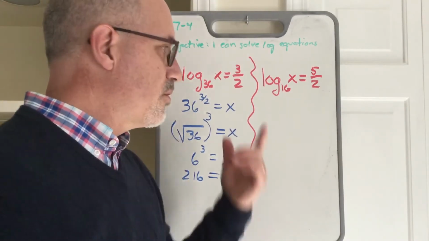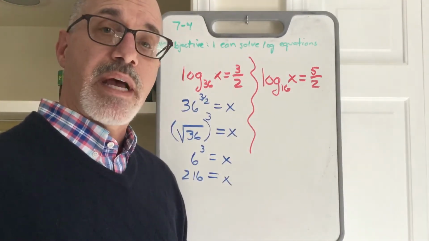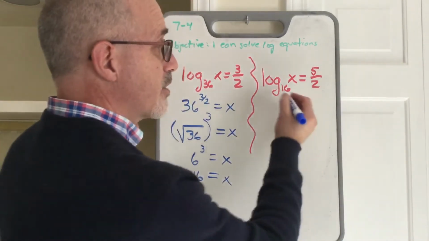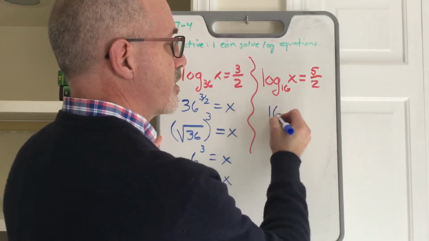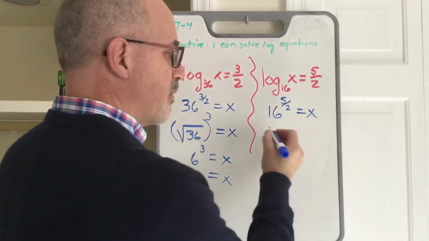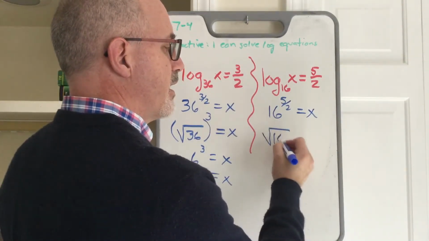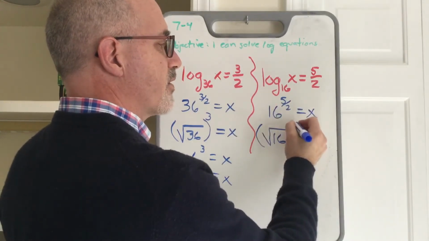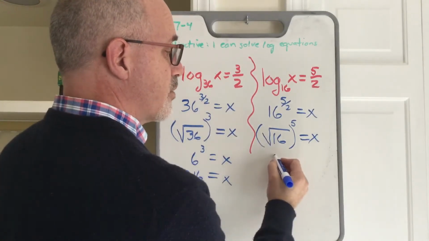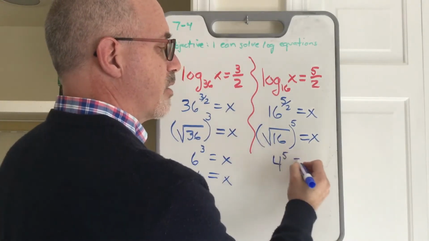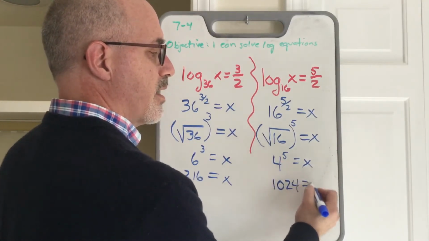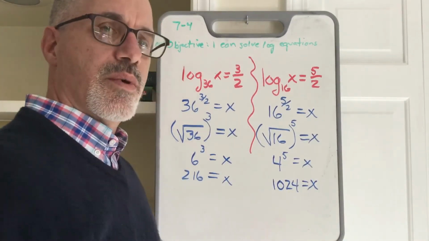Now pause the video, you try this one. See if you can do it, and then I'll come back and explain it. Now that we're back, let's try this one. I'm going to make it into an exponential, so 16 to the 5/2 power equals x. The 2 in the denominator means square root, so the square root of 16, put to the numerator power, which is 5, equals x. The square root of 16 is 4, so 4 to the 5th power equals x. 4 to the 5th power is 1024. So we get our final answer of 1024.